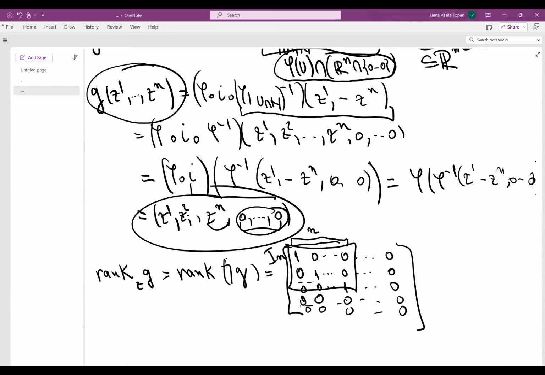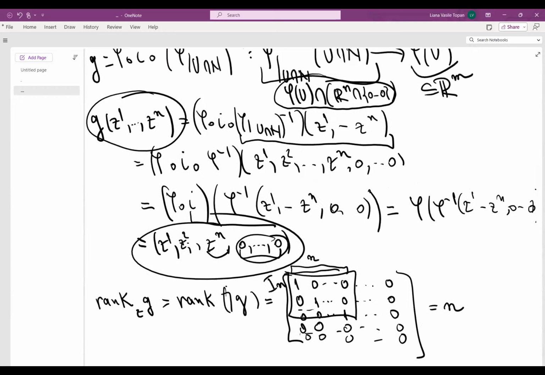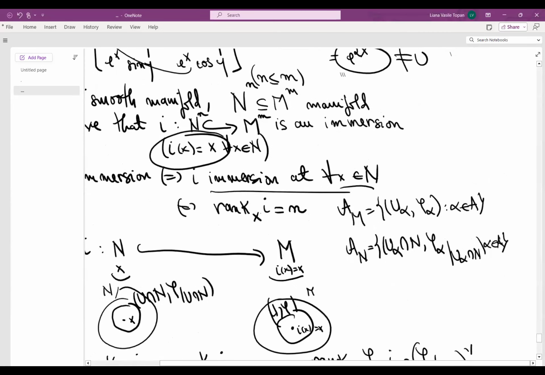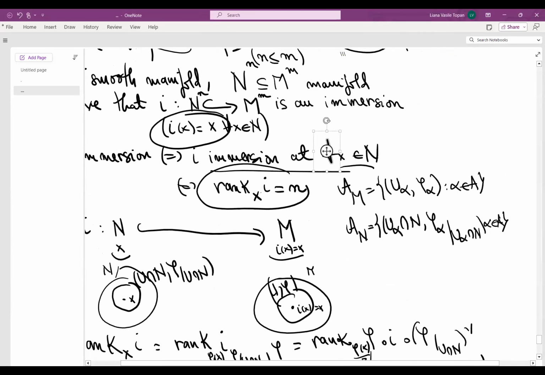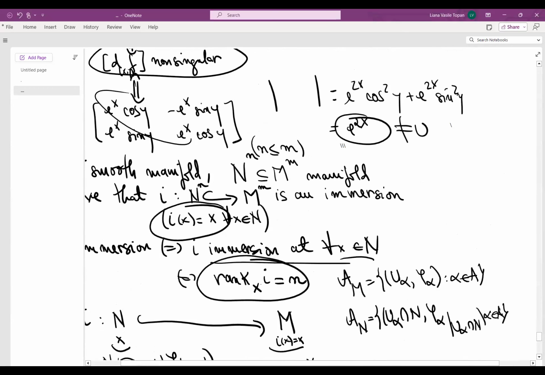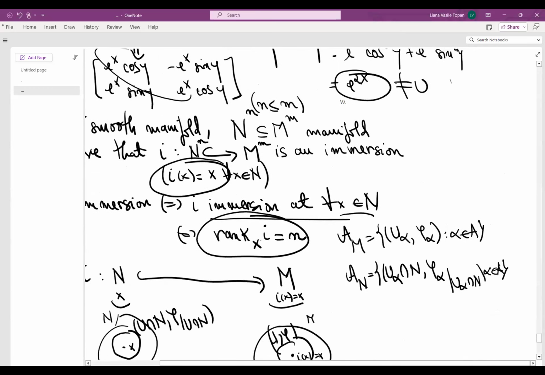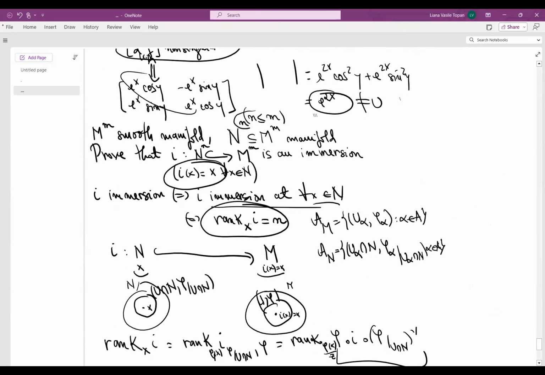And everything else is 0, so what is the rank? The rank is indeed n, right? So the rank is n, which means that the rank of the inclusion is n, so it's indeed the dimension of the domain. So this is an immersion at any point. The inclusion is an immersion at any point. Understand? Is it clear?